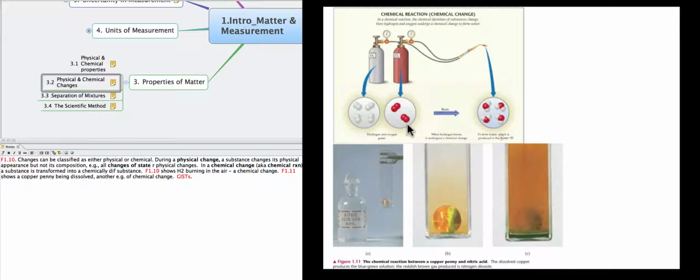Here you see hydrogen burning in oxygen or in the air. And this is a chemical change because these two substances are transformed into a chemically different substance. In this picture, a copper penny is dissolved in nitric acid. And this is another example of a chemical change.